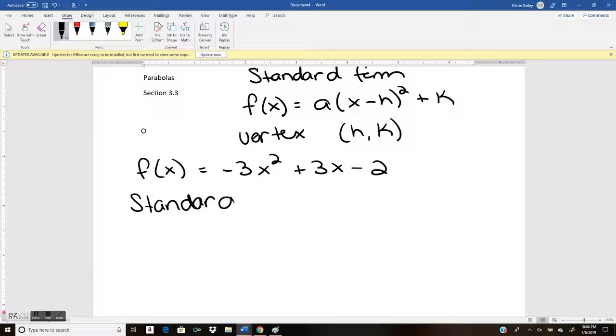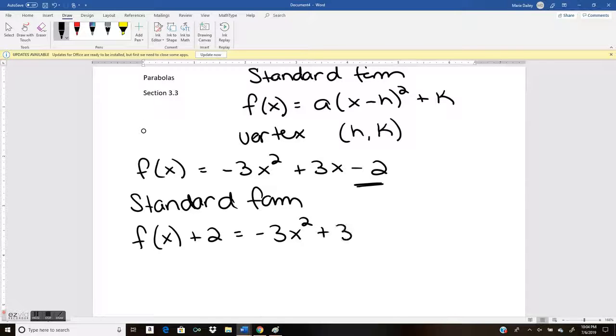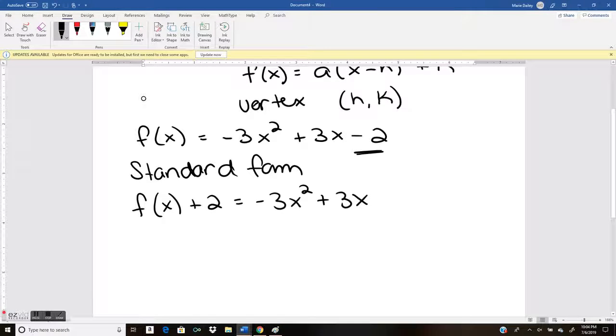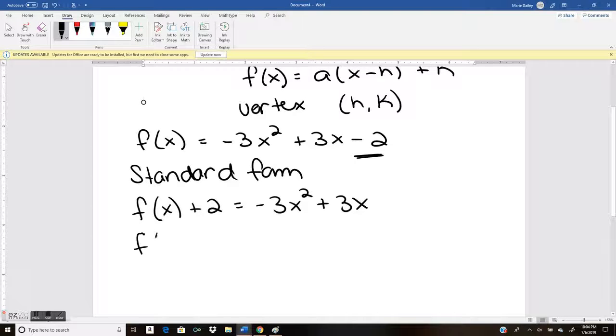Now to do that, I'm going to have to utilize completing the square. I strongly suggest if you haven't watched those videos yet, please go back and watch those videos for completing the square. So I'm going to move that constant term, that negative 2, over to the other side by adding 2 to both sides. So f of x plus 2 equals negative 3x squared plus 3x. Now to complete the square, the leading coefficient has to be a positive 1. So to accomplish that, I'm going to factor out a negative 3 to give me x squared minus x.